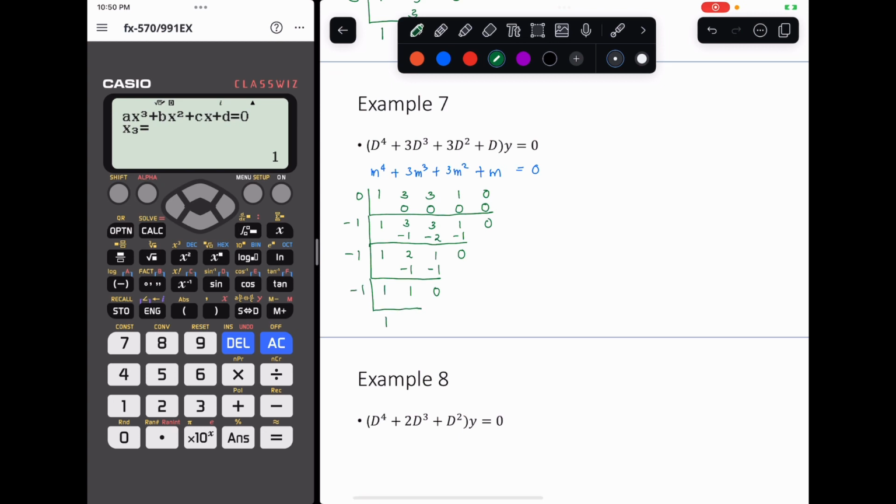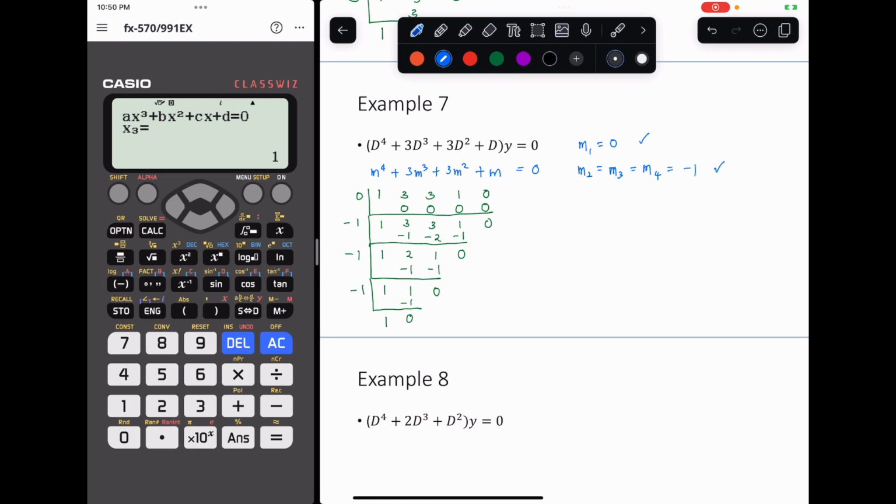So bring down 1. 1 times negative 1 is negative 1. That makes it 0. So giving us m1 equals 0. So m2 is the same as m3, and it's the same as m4, which is negative 1. So as you can see here, this is case 1, and then this one would become case 2.